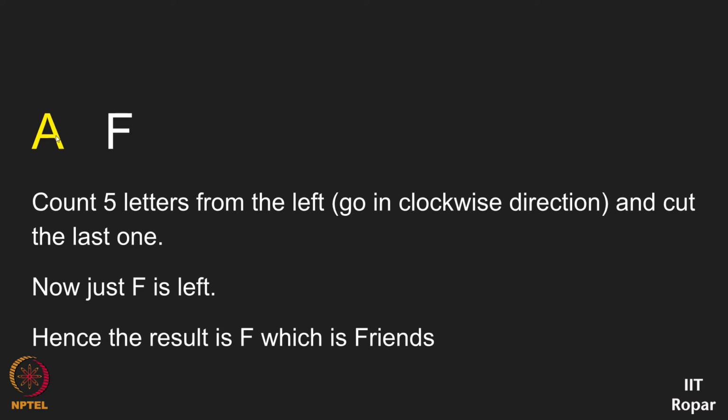So at A we are standing, so we have to cross out A, and now we are left with just one letter F, and this is when we have to declare the result is friends. So Ajay and Priya were friends is what we got. This is how we have to play this game.